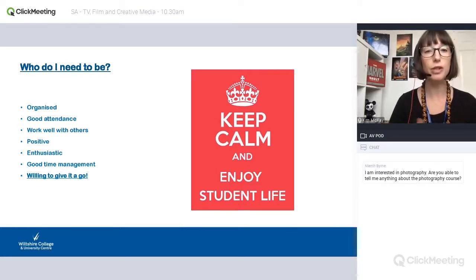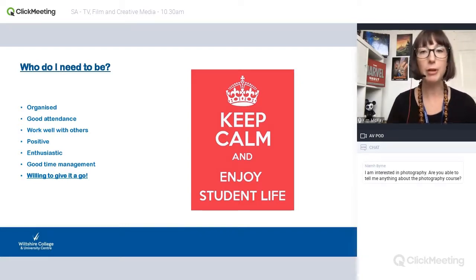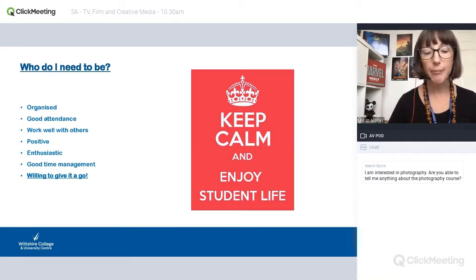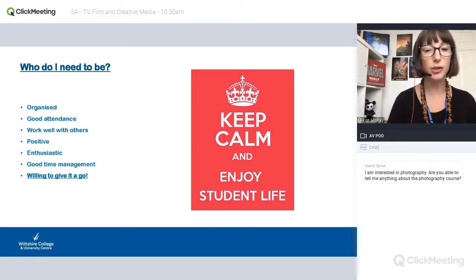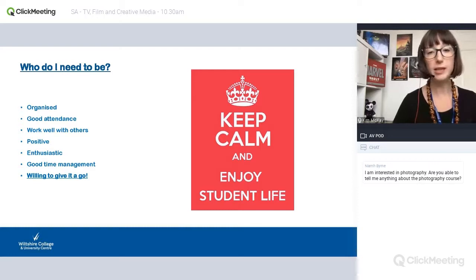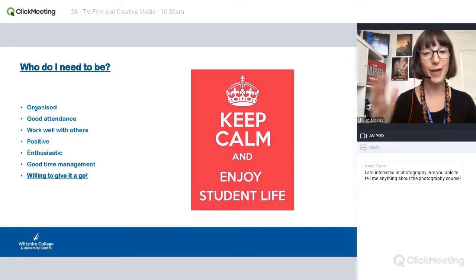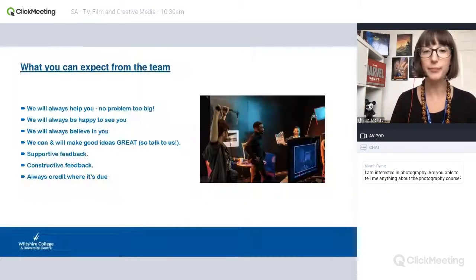And again, going forward, as you go into industry, when you get jobs, it's about working with people and getting on with people and being able to communicate, and also understanding what your skills are and where you sit within a team as well. Being enthusiastic, always key, and good time management too. We expect students to turn up and be on time and work to deadlines and hand work in on time as well. So yeah, if you're that kind of person, then you will be extremely successful on these courses.